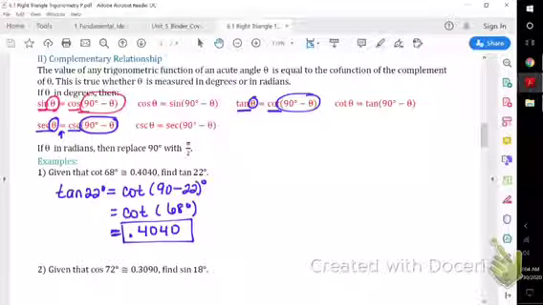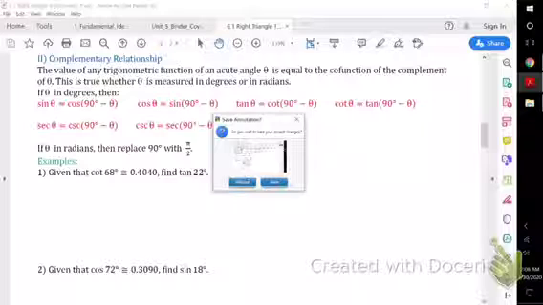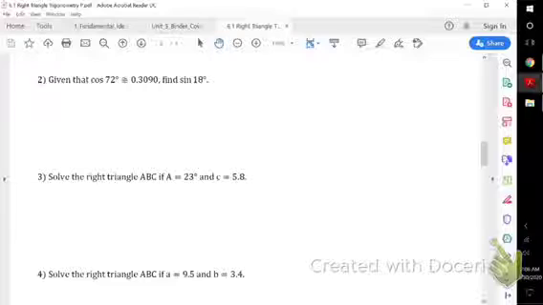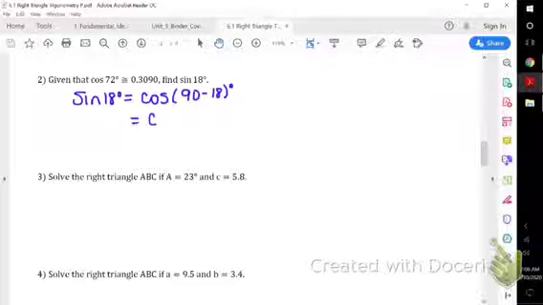Now I'm going to go ahead and do example 2 on this video because that was a little short there. And so let me move this up. Alright, so example 2 says given that cosine of 72 degrees is approximately 0.3090, find sine of 18 degrees. Let's do the same thing. So sine of 18 degrees would be equal to, using cofunctions, cosine of 90 minus 18 degrees. Well, 90 minus 18 is 72 degrees, and we know that cosine of 72 degrees then is approximately 0.3090, so is sine of 18 degrees.